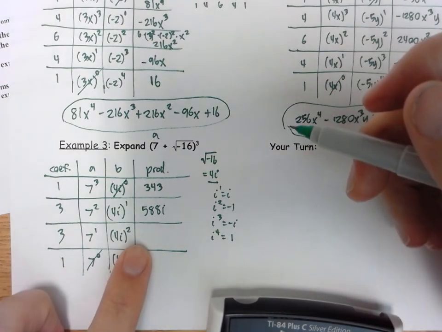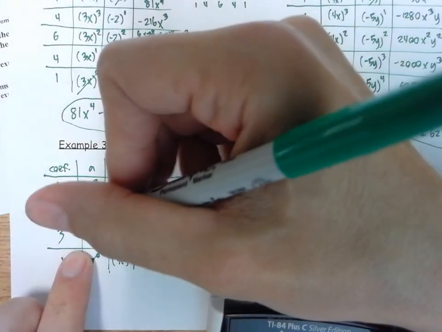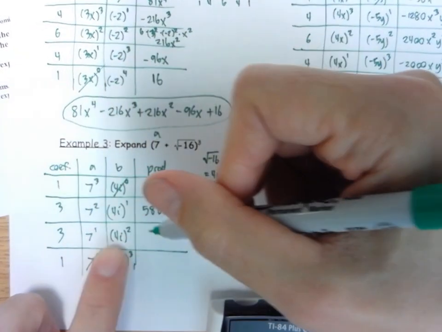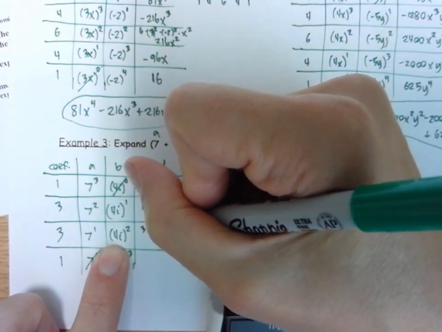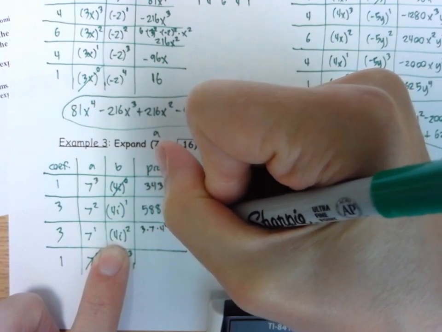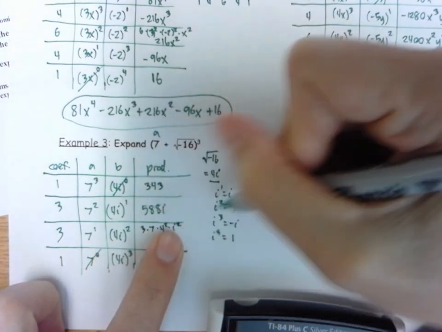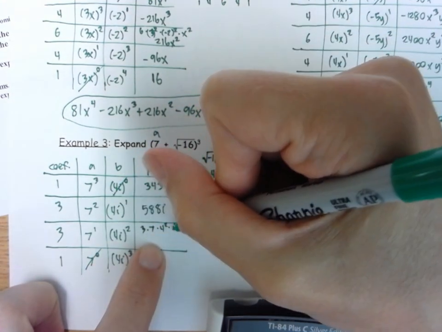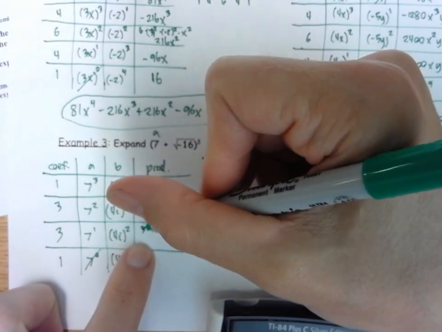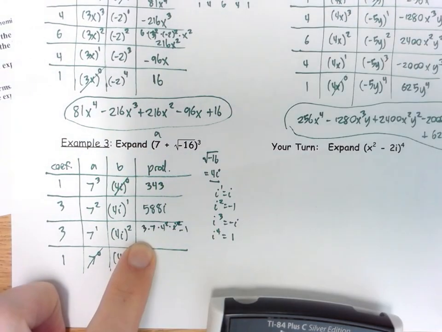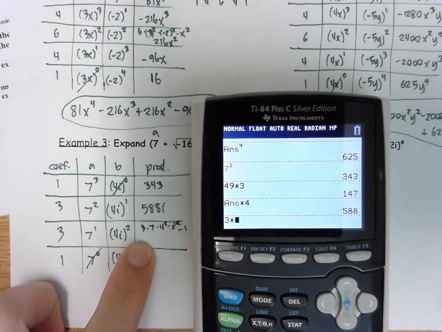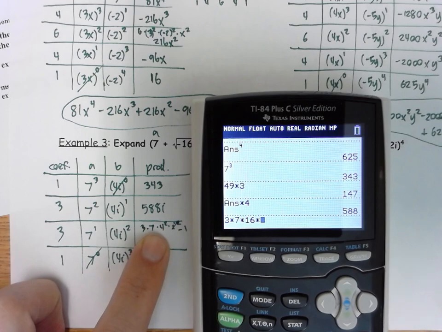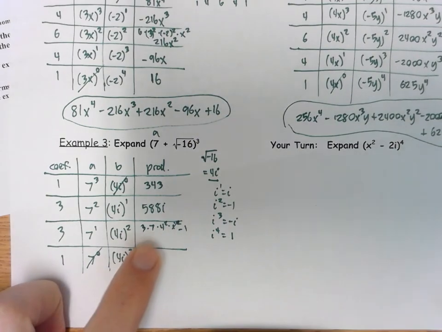Okay, bear with the announcements that are on here. This is going to be 3 times 7 times 4 squared times i squared. So 3 times 7 times 4 squared times i squared. i squared is negative 1. So that's actually going to be 3 times 7 times 4 squared times negative 1. And I'm going to go ahead and throw that right in the calculator. That's going to be negative 336.